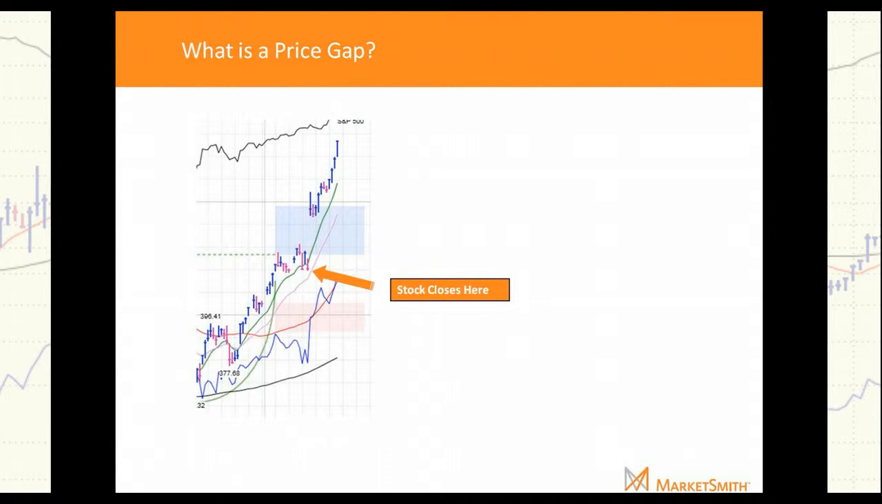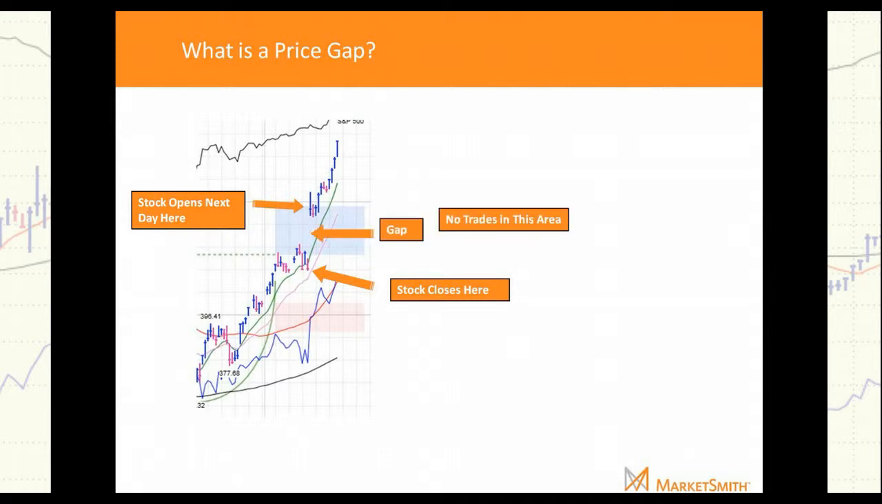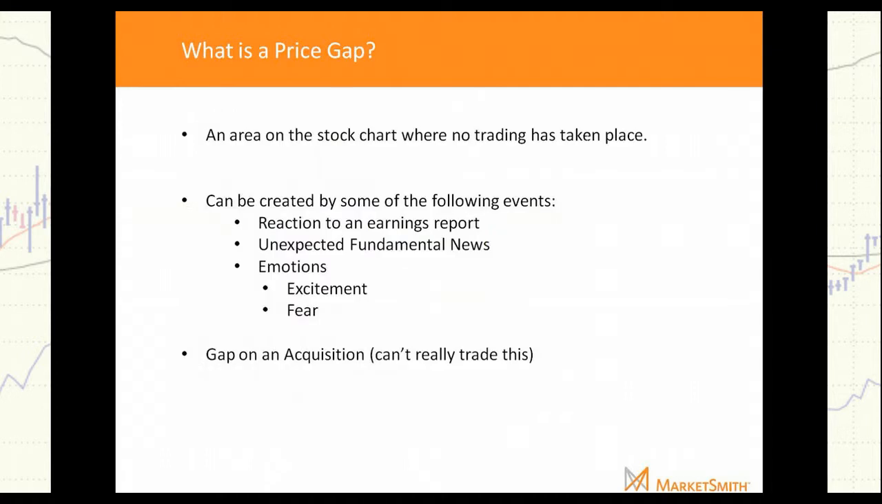Pretty much one day a stock will close and it'll end right here, and the next day it opens up much higher. And there's this gap in between, and there's this big gap because no trades have taken place in this area. There are a lot of reasons why this can happen. Quite simply, they can be created because of a reaction to an earnings report, or some unexpected fundamental news. There's new information that just came into the marketplace.